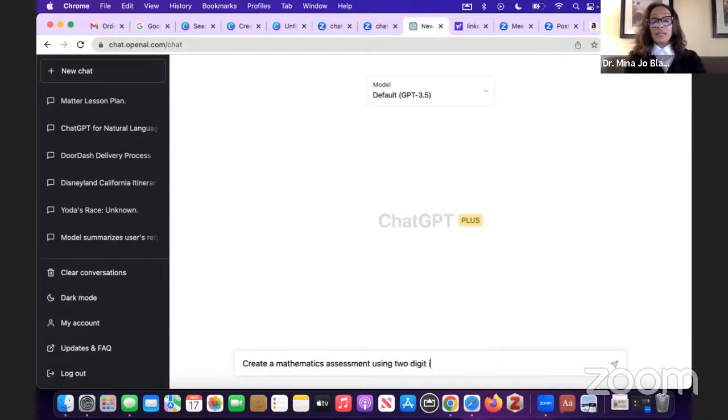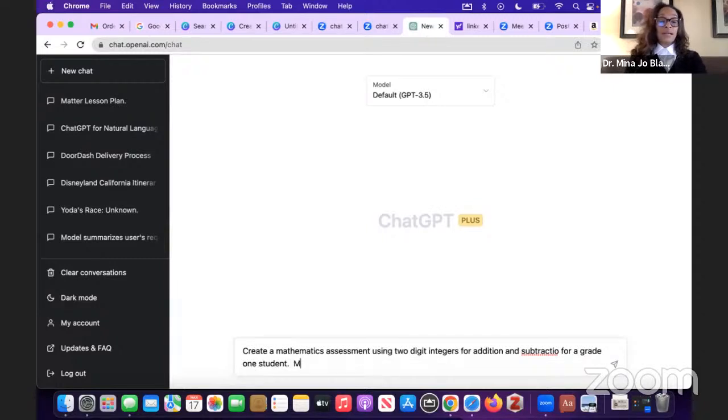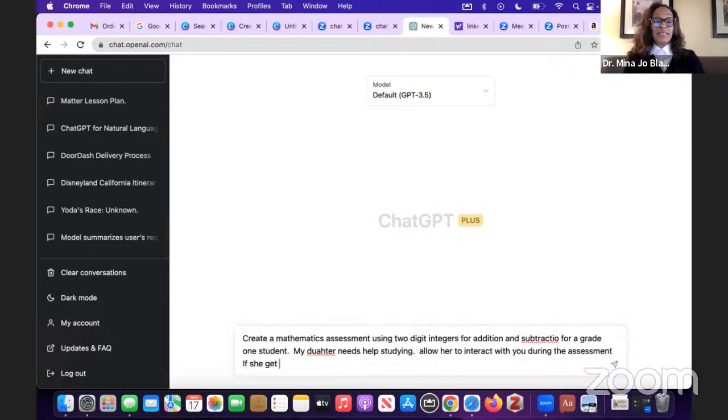using 2-digit integers, numbers, for addition and subtraction for a grade 1 student. I'm going to say, my daughter needs help studying. Allow her to interact with you during the assessment. Now I'm going to even say, if she gets it wrong, provide information to support her in learning. Don't just give the answer. Now I've spelled some things wrong, but I'm going to go for it.